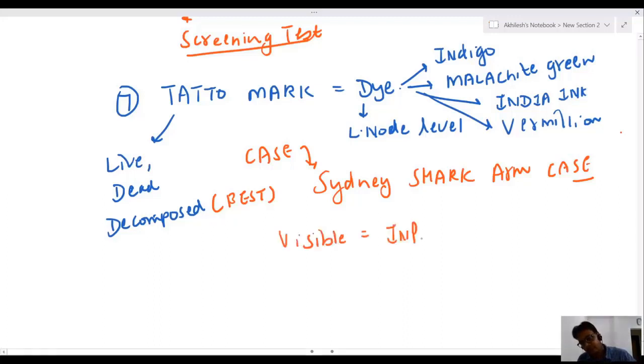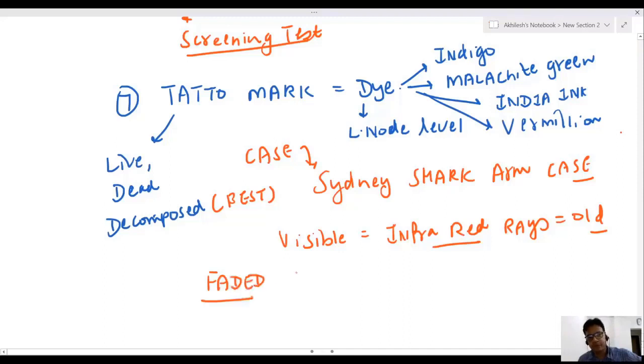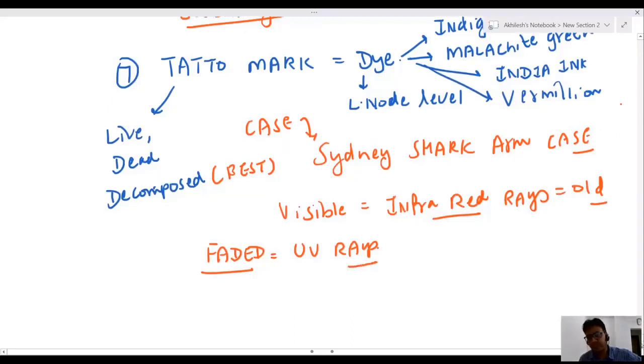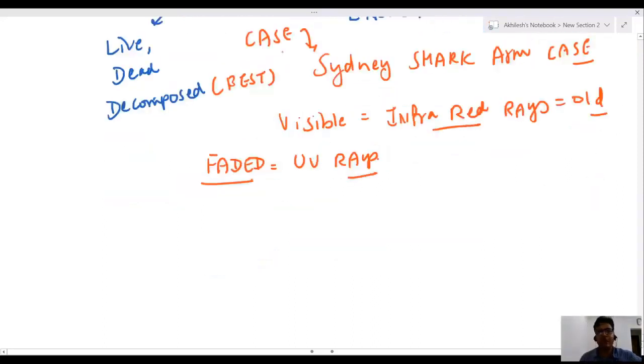We use infrared rays. But sir, infrared is used for old tattoo marks. For faded tattoo marks, we use ultraviolet rays. This question comes in exam.